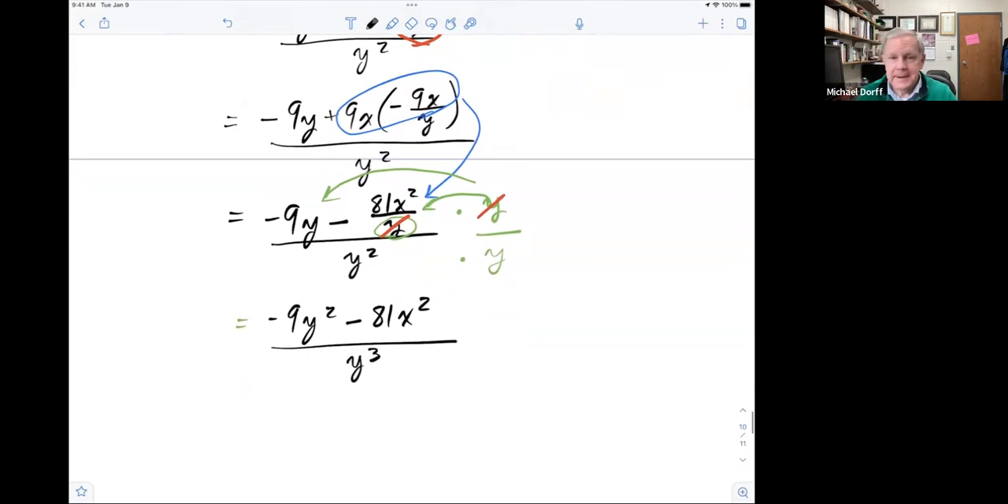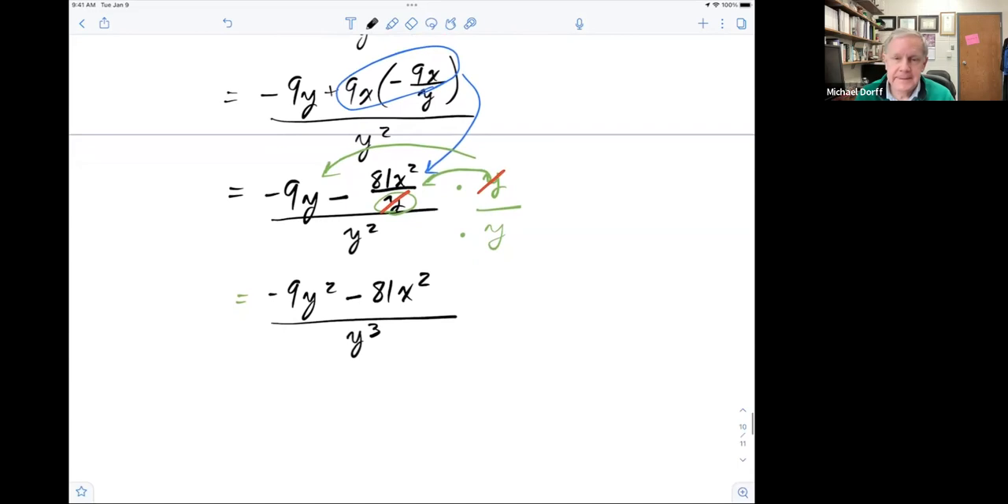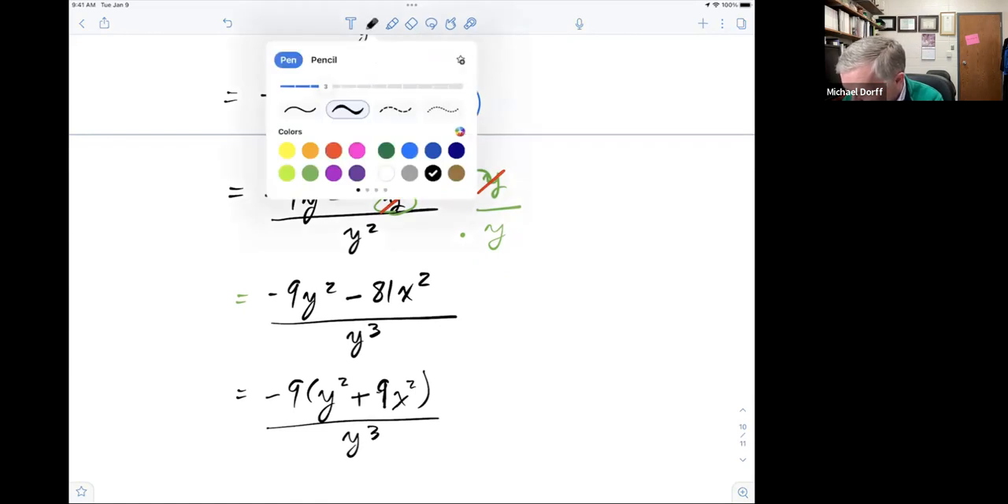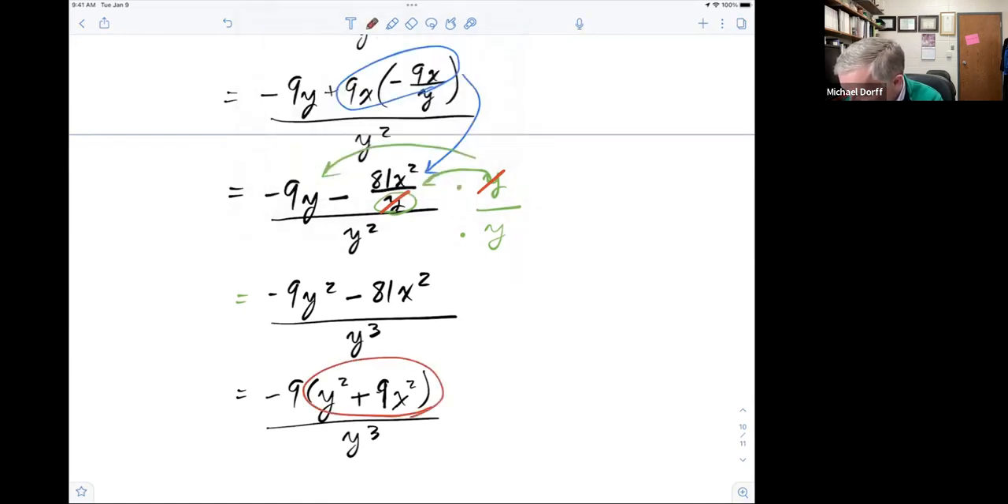Okay. Now that looks like a final answer, but as has happened in the past, this is not necessarily the answer that I have in the back of the book. So what can I do to this? Well, I noticed that if I factor out a -9 from the top, I have -9 times parentheses y squared plus 9x squared on the top over y cubed. And does this look familiar? In particular, does this look familiar?